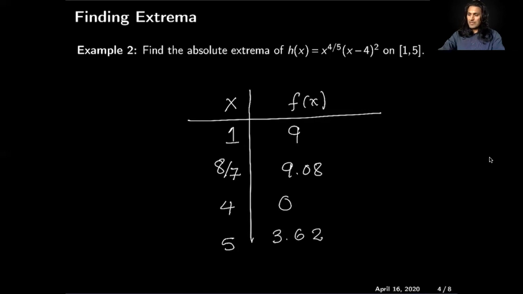As you can see, this is the smallest value of the function, so this will become the absolute min. And the largest value is this, so this gives me the absolute max.